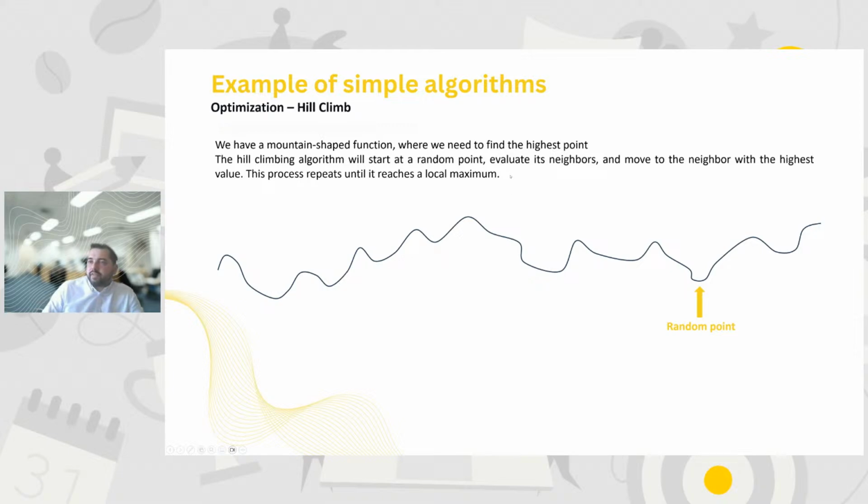Another algorithm is this one for optimization, hill climb. How does it work? We have a series of data here. Imagine that it's, let's say, temperature or something like that. And the algorithm will choose some random point in our data set, for example, here. Then our algorithm will look to the places close to this point.